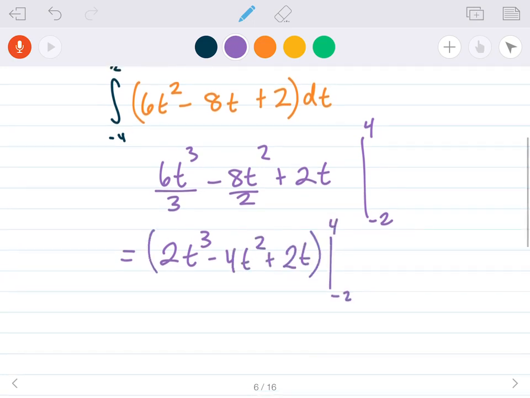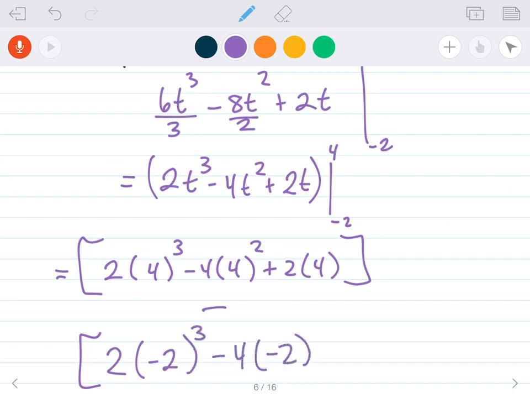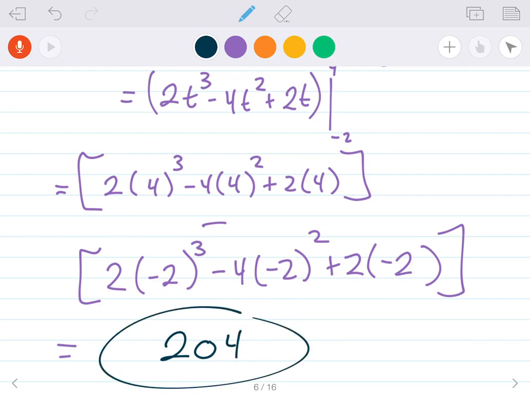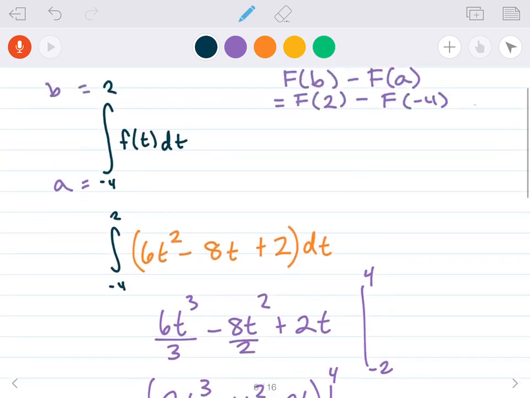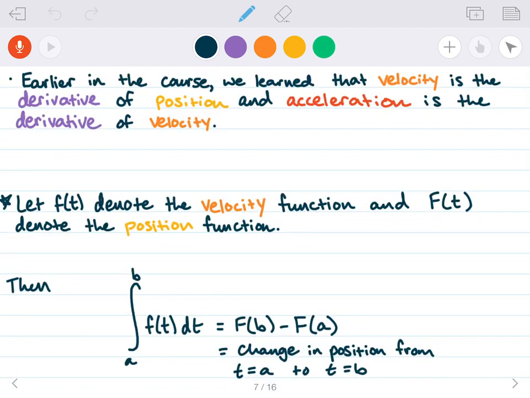All right, so all that's left to do is plug in my endpoints. So I have 2 times 4 cubed minus 4 times 4 squared plus 2 times 4. I'm taking that, and I'm subtracting off when I plug in my -2 for t. When you do this math, I did this ahead of time so we wouldn't be fumbling around with signs, you should get 204 for your answer here. So that is going to be the area under this curve from x equals -4 to x equals 2. It's 204 units squared.